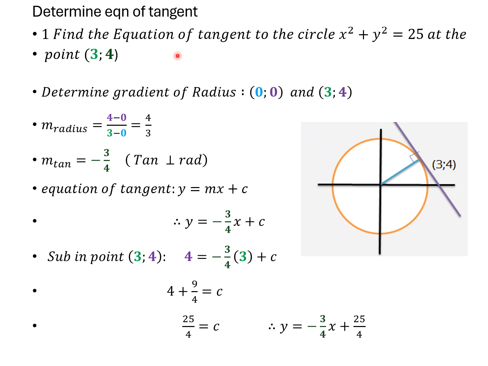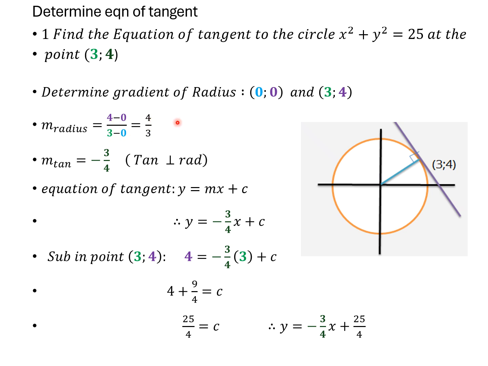Problem number 1: find the equation of a tangent to the circle x squared plus y squared equals 25 at the point 3 and 4. Given x squared plus y squared, we assume you know it's centered at 0 and 0, equal to 25, so my radius is 5. First, determine the gradient of the radius. We have 0 and 0, and 3 and 4. The gradient of the radius is y2 minus y1 over x2 minus x1, so 4 minus 0 over 3 minus 0 gives me a gradient of 4 over 3.